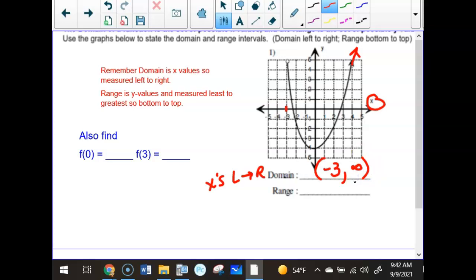Antoine, did you have a question? Okay. The range, guys, remember, is y values, and it's bottom to top. So what does the tippy bottom here seem to be at? -4, and it does seem to hit it. There's no open circle down there. And the top? Again, this is going up on this side, so we'd say infinity.